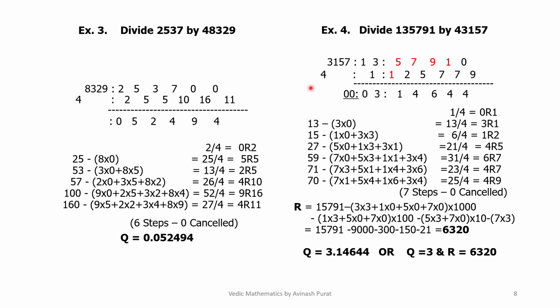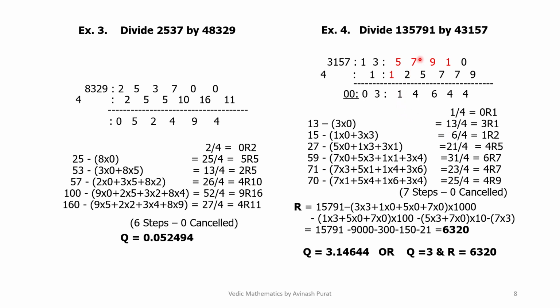Now 1 divided by 4 is 0 quotient, and the remainder is 1. So the next dividend is 13 minus 3 into 0, that is 13. 13 divided by 4 equals 3 as quotient, and 1 is the remainder. Now 15 is the next dividend, minus 1 into 0 plus 3 into 3, that is 6. 6 divided by 4 equals 1 as quotient, and 2 is the remainder.